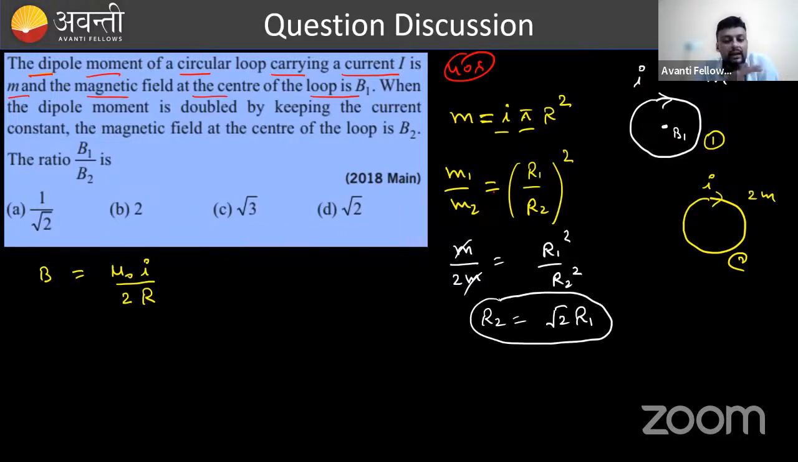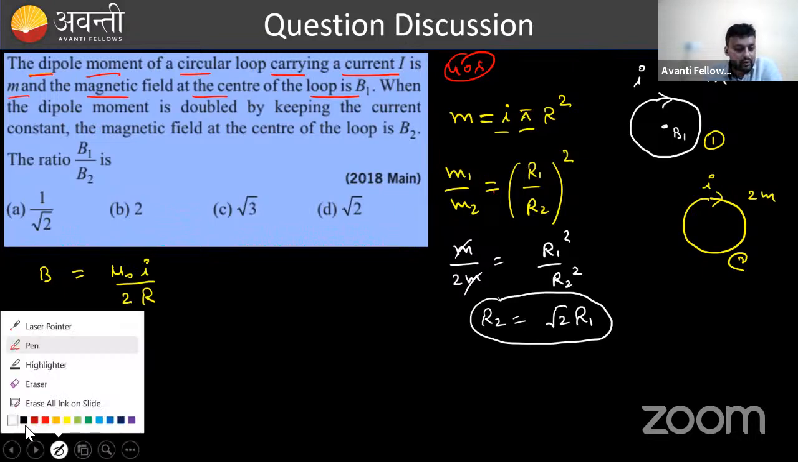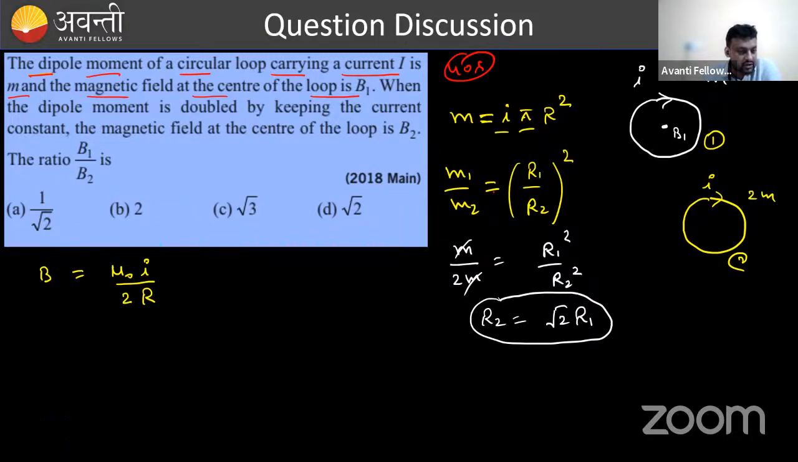R2 is equal to root 2 times R1. Is this statement clear? Now, they are asking the ratio of B1 over B2. You can again see that on the first equation. I am coming back to the first equation.